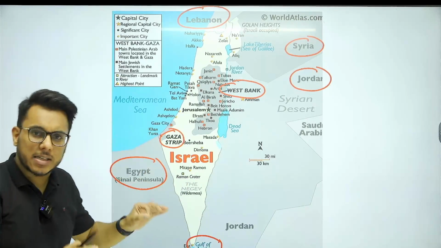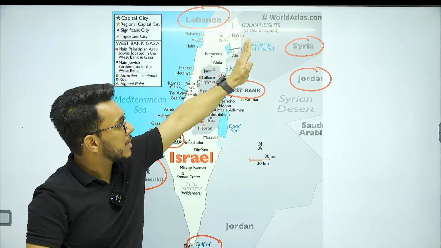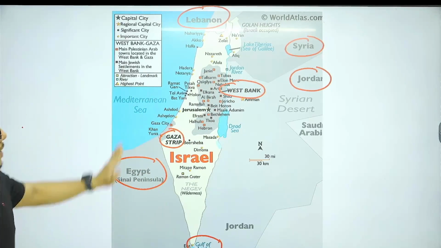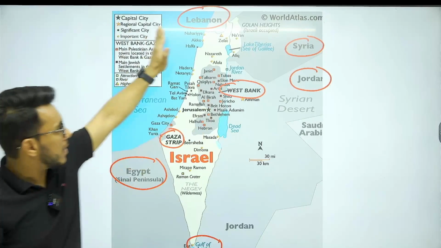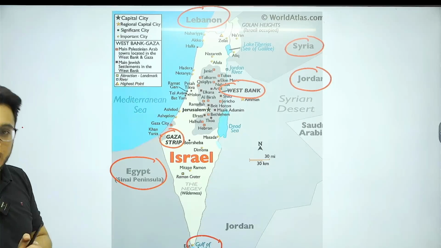Okay. So again, let's see neighbors. L, Lebanon. S, Syria. J, Jordan. Then Egypt. Lebanon, Syria, Jordan, Egypt. These are neighbors of Israel.